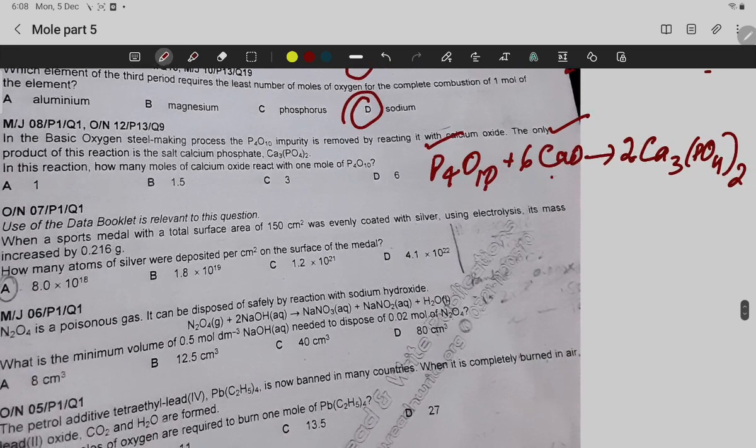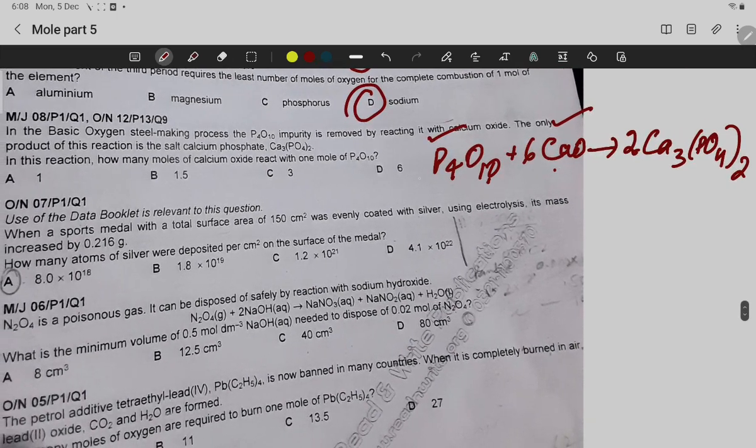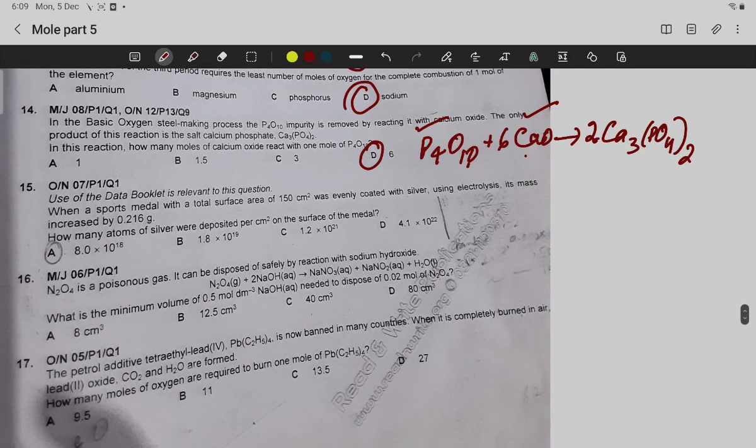Now look at the only product of this. In this reaction, how many moles of calcium oxide react with 1 mole of P4O10? So 1 mole of phosphorus pentoxide reacts with 6 moles of calcium oxide. So just balance the reaction and find out the moles of calcium oxide.